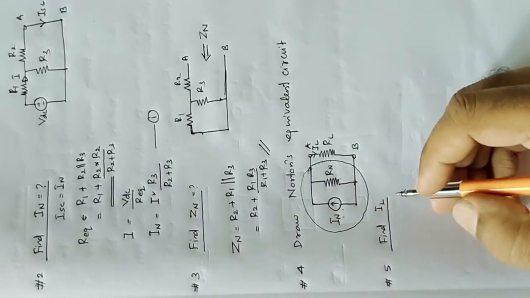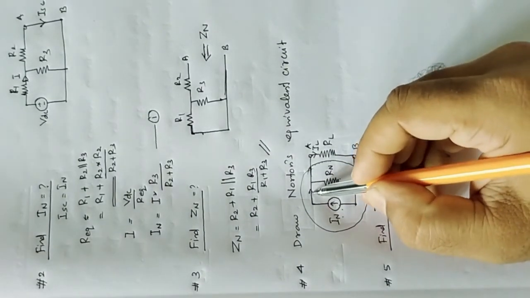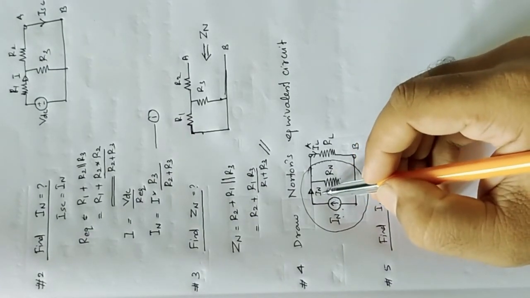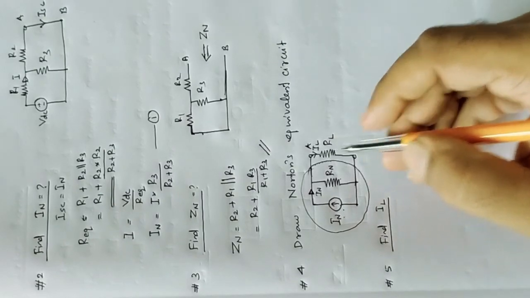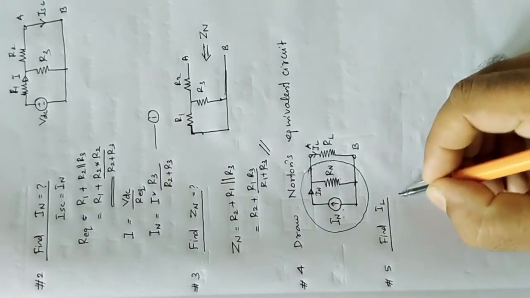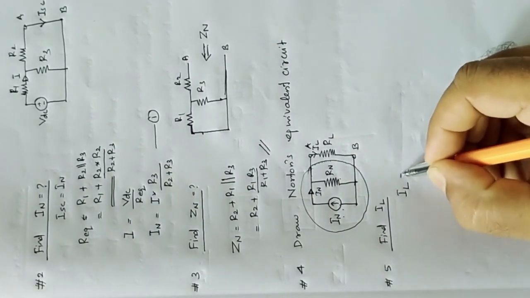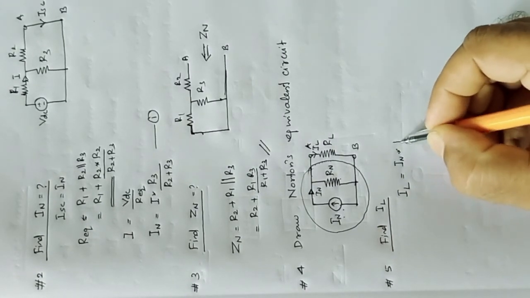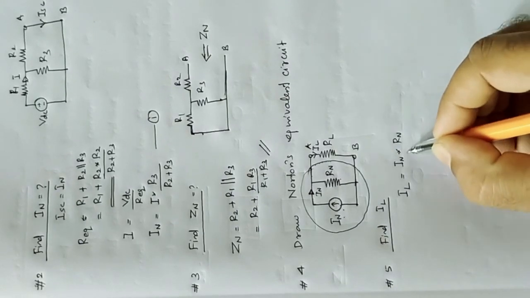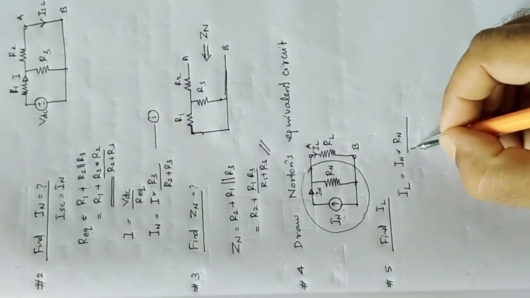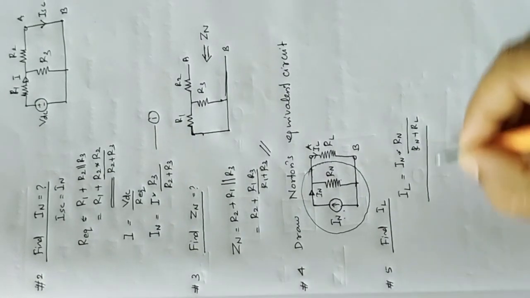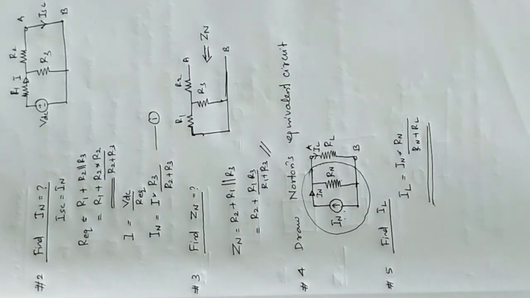How do we find IL? The main current source is IN, so again by applying the current division rule we can find IL. IL can be written as the main current, IN, into the other branch impedance, Rn, divided by the total resistance, Rn plus RL. In this way, we can find the solution of a given network using Norton's theorem.